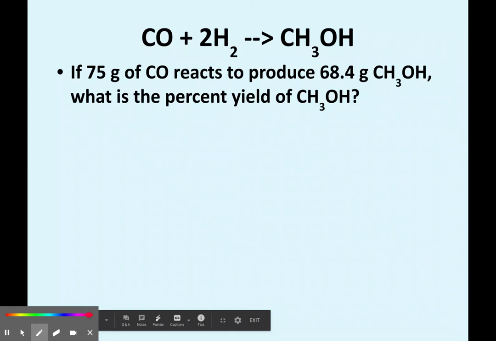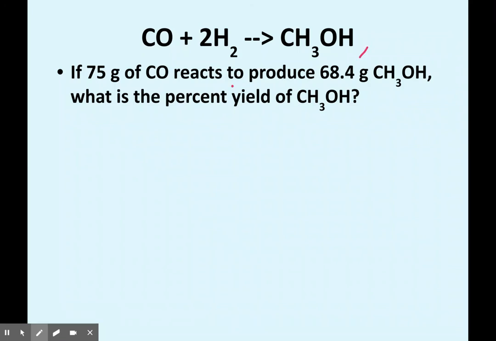Okay, so we have 75 grams of CO reacts to produce 68.4 grams of CH3OH. What is the percent yield? So here they're telling us that the CO is the limiting because they haven't told us anything about the H2. It reacts to produce this, so they're telling us this is our actual yield, and we have to calculate the percent yield.